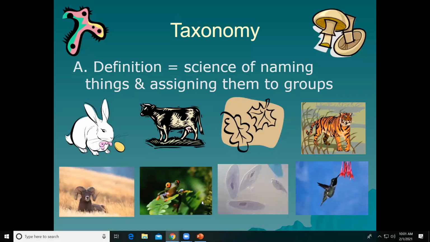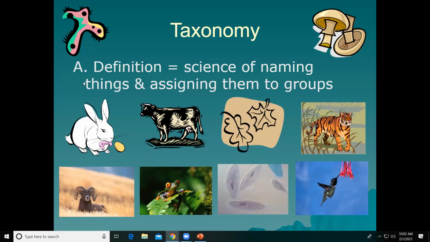Okay, so what we're looking at today, first, is what we call taxonomy. Taxonomy is the science of naming things and assigning them to groups. With this, basically, we're looking at all the different life forms on Earth. It could be bacteria all the way to the most complex, like an elephant, or you can see in here, you only got bacteria in the corner. You have mushrooms, plants, frogs, rabbits, rams, cows, birds, amoebas, parasites.